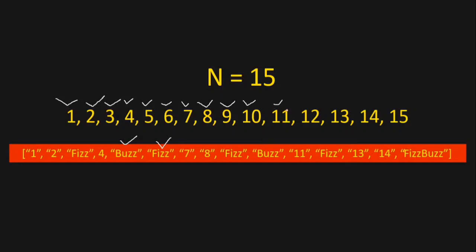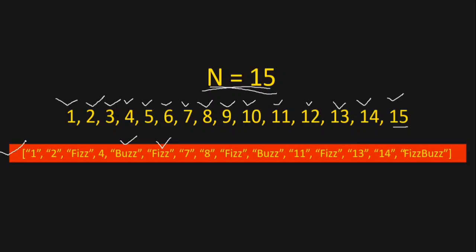Then 11 is not a multiple of 3 or 5, so we print 11. Then 12 is a multiple of 3, so we print Fizz. Then 13 and 14 are not multiples of 3 or 5, so we print the number. And 15 is a multiple of 3 and 5, so we print FizzBuzz. If our current number is a multiple of 3, then we have to print Fizz. If the current number is a multiple of 5, then we have to print Buzz. And if the current number is a multiple of 3 and 5, then we have to print FizzBuzz. So for this given input n equals 15, we have to return this list.